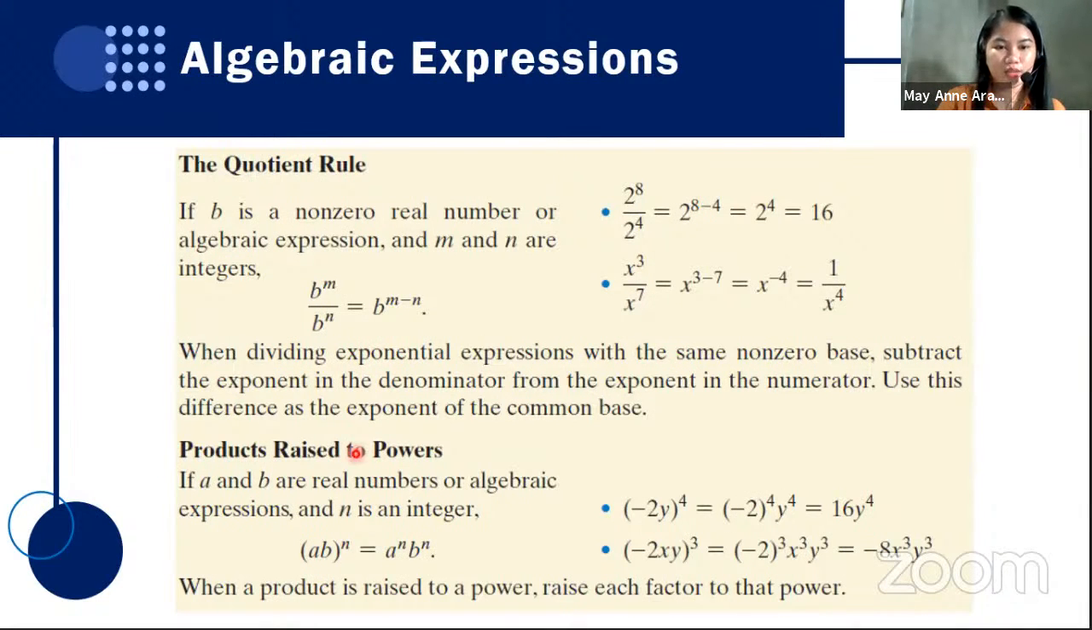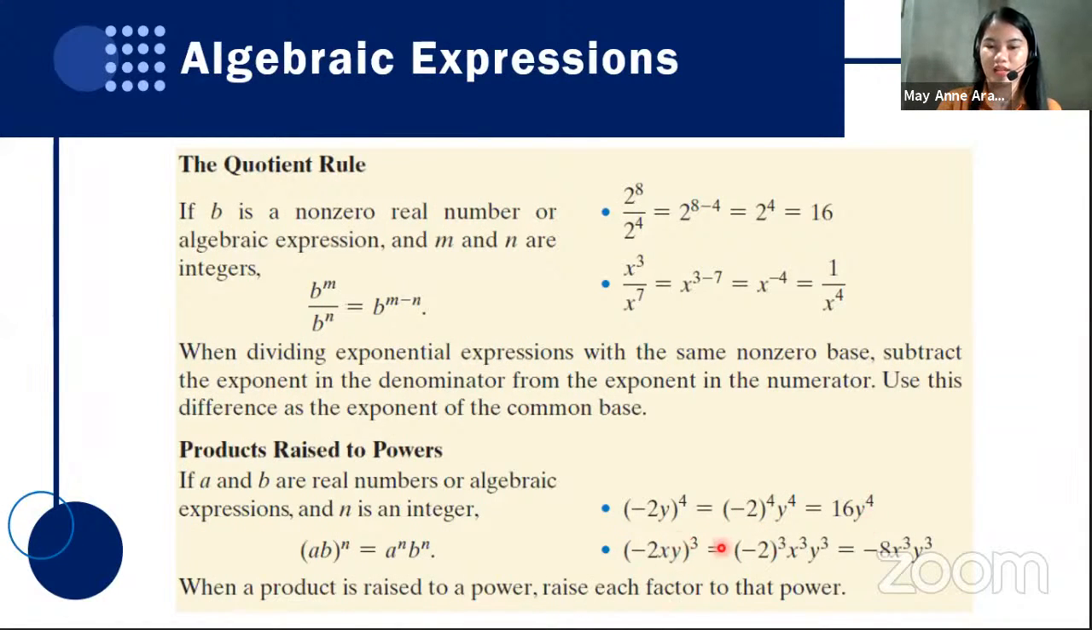Okay, another rule, we have the products raised to powers. Ang product, then naka-raise pa sa power. So here naman, all you have to do is to distribute na lang the exponent, no? You have to raise each factor to that power. For example, we have negative 2y and we have the parenthesis raised to 4. So both of them will be raised to 4. So you have negative 2 raised to 4 and y raised to 4. Just simplify, you have 16y raised to 4.